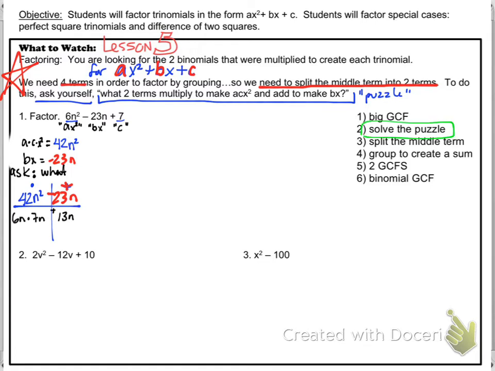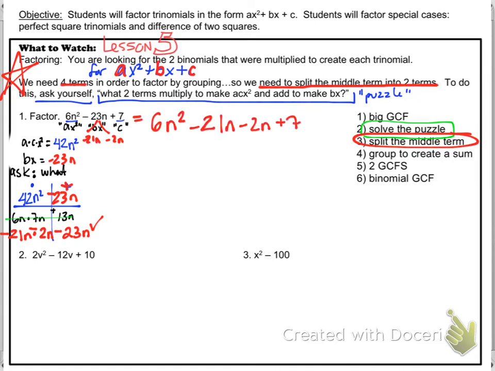So I just looked for products or factors of 42. 6 and 7n would add to 13n. That doesn't work. 21 and 2, that works. Well, it gives me the 23n, but they need to multiply to a positive and add to a negative. So they have to both be negative, because 2 negatives will multiply to give me the positive 42n squared and add to give me the negative 23n. So I rewrite that trinomial up here as a four-term expression. I split that middle term into something equivalent and write it like this. And if I did add those together, it'd be equivalent to negative 23n.